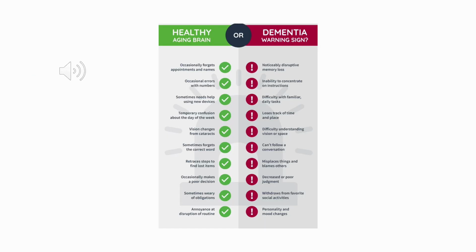A few things about normal aging versus dementia. It's normal in the aging brain to occasionally forget appointments, names, and have occasional errors with numbers. They may need help with using new devices, especially when it comes to technology.